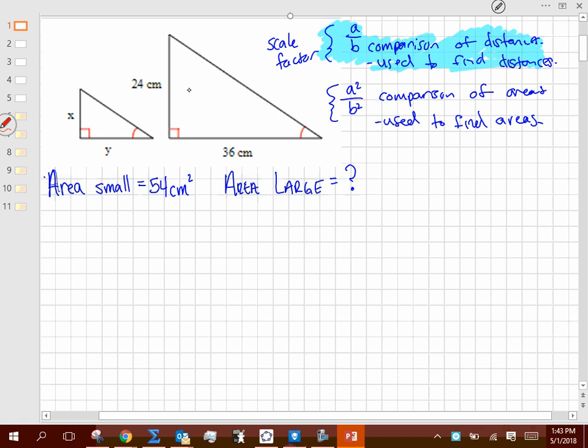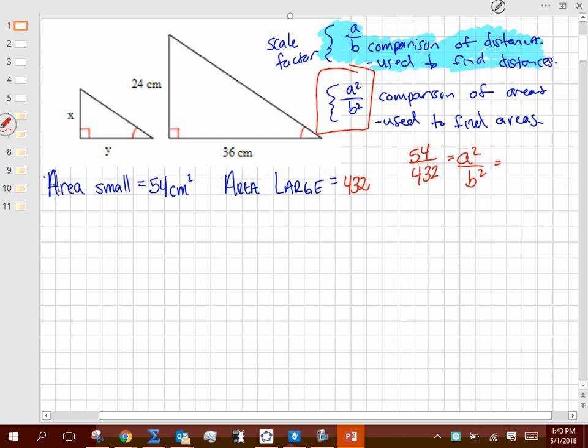This area here, doing a little bit of work, 1/2 times 24 times 36, ends up being 432. The area of this large figure is 432. Does that make sense? Can I compare 54 and 432 through division? Is that an area compared to an area? Yes. Is that an A squared divided by B squared then? Okay. So this is A squared over B squared.